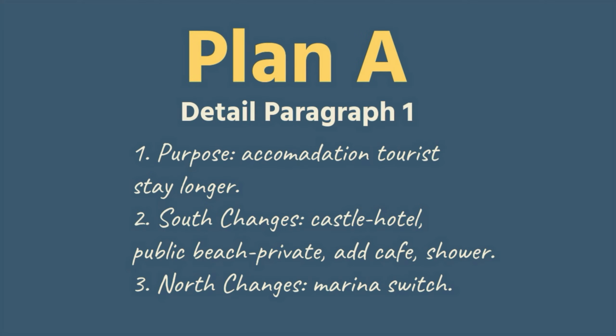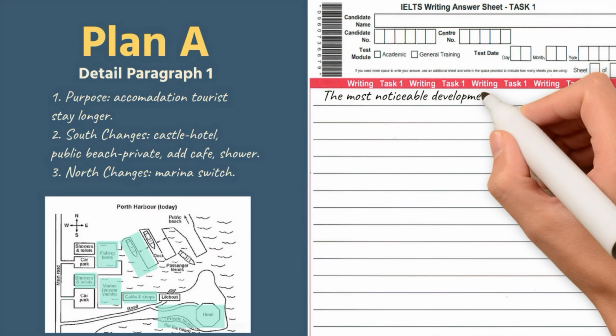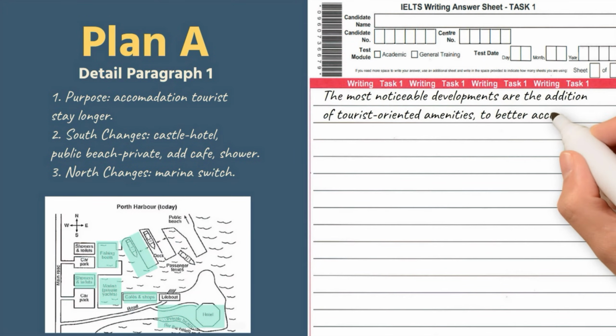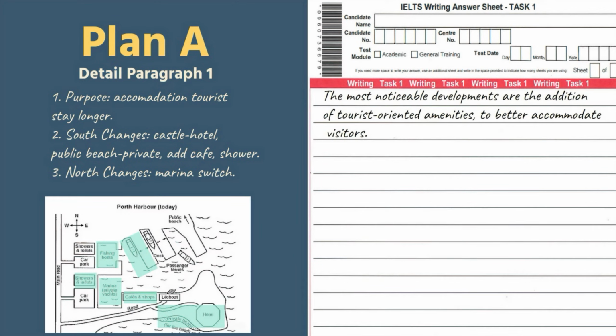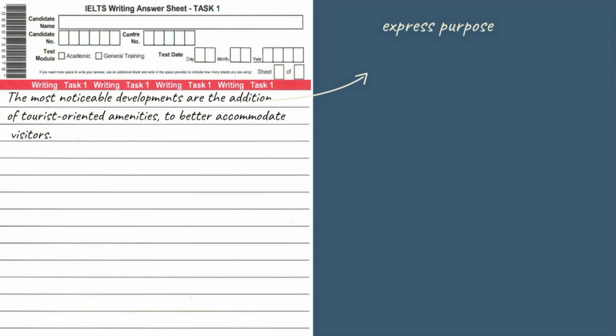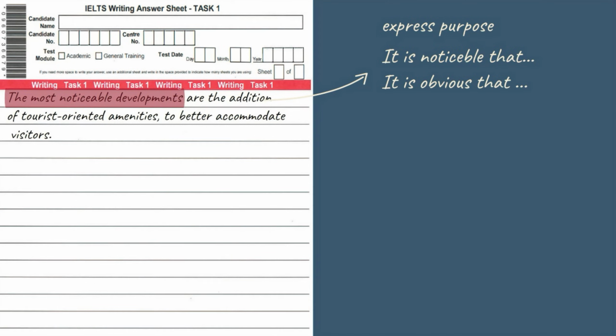Plan A, detail paragraph 1, sentence 1. The most noticeable developments are the addition of tourist-oriented amenities to better accommodate visitors. Topic sentence. Express the purpose of changes. The most noticeable developments is the sentence pattern. You can also say it is noticeable that, it is obvious that.